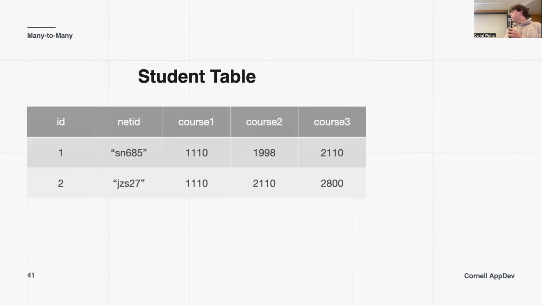So here, for example, we have a student table. So we have a couple net IDs and some courses that they're enrolled in, and each one has their specific ID.